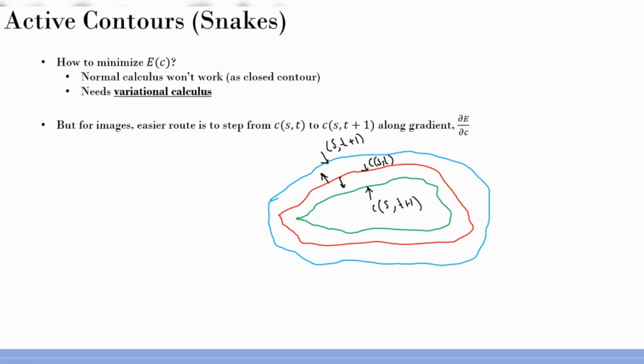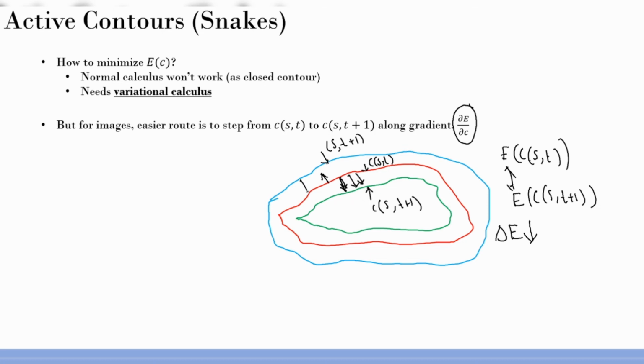Now I will decide which direction to go based on minimum E of C. So I measure E of C of S comma T, and then I measure E of C of S comma T plus 1. The difference between them will give me delta E, and I want to minimize this. If this direction is going to minimize that for me, I will go in that direction. If the other direction is going to minimize that for me, I will go in that direction. That's how we will do the active contour evolution.